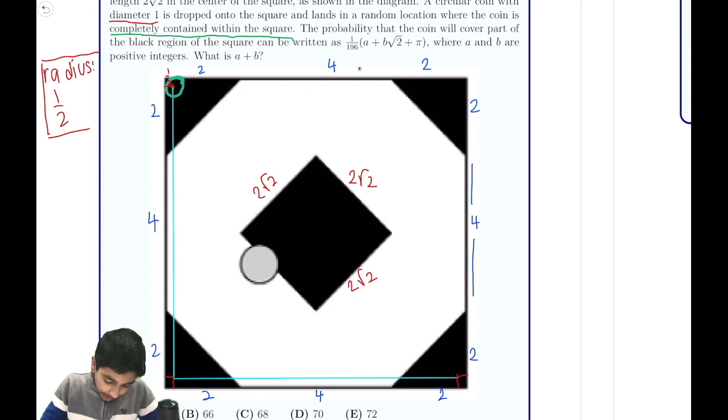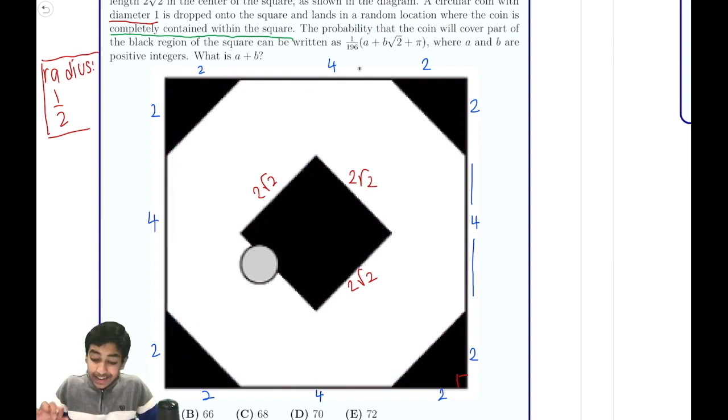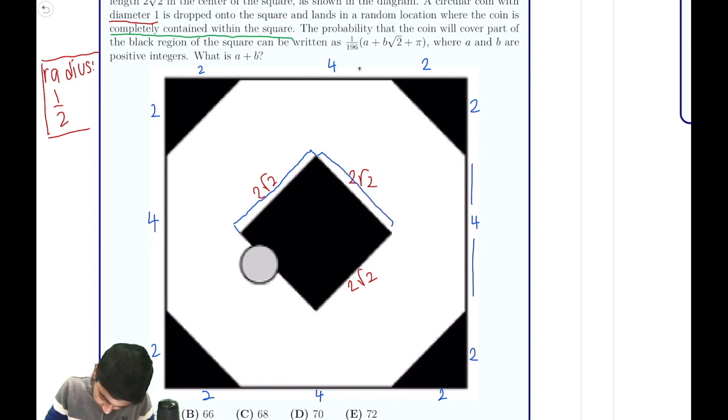So let's see, where can the center go for it to have even a little bit of black? Well, obviously, if the center is in this black region, then it's going to have a little bit of black. But even if the center is a little bit outside this black region, up to a distance of 1/2 away from this black square, even then it will still have a little bit of black. The reason being, let's say it's a distance 1/2 here, then we're going to have a circle like this, and still have just a tiny sliver of black region right there. So basically, the region the center can be in is the region that's 1/2 away from the square.